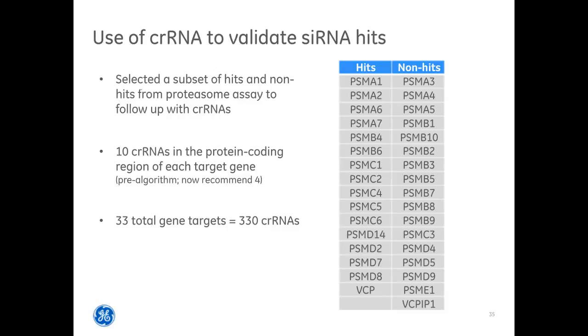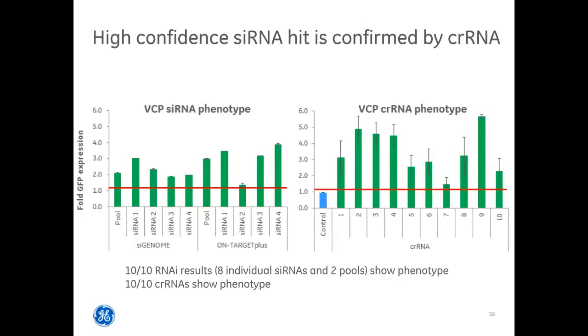So like with the CRISPR RNA screen I just described, we were still in a pre-algorithm phase when doing this work. So we were working again with 10 CRISPR RNAs to target each of these genes. As you'll see in later slides, we now recommend 4. So in this screen, we ended up working with 330 CRISPR RNAs targeting these 33 genes. Now, I'm not going to dig into all of the results, but I do want to show you a few representative genes that illustrate what we saw.